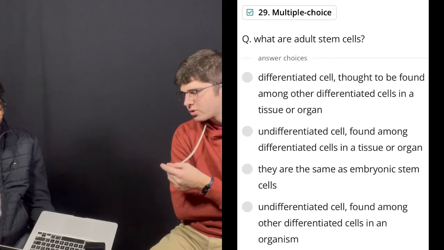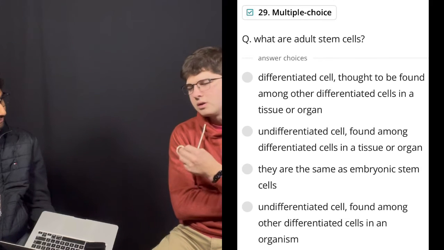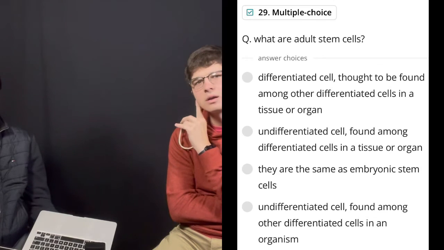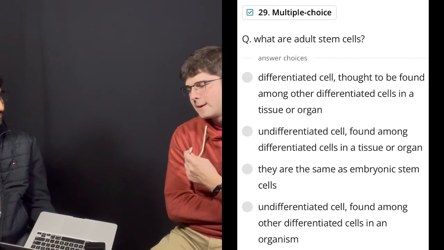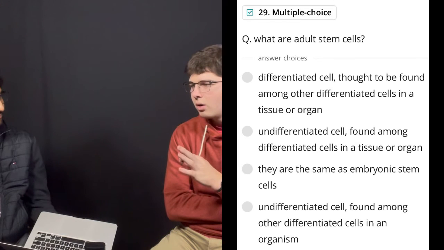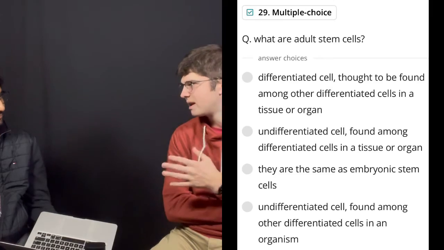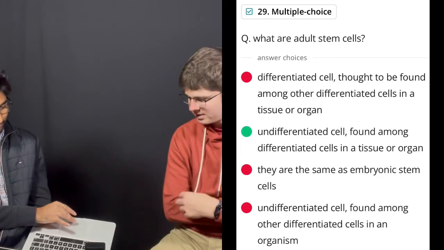The reason I'm leaning more towards B is because we know that we have MSCs and they're in a bunch of different organs and tissues. It's hypothesized that they slightly differ based on where they are. So I'm going to go with B. I would agree with you. That's right. It's B. Nice.